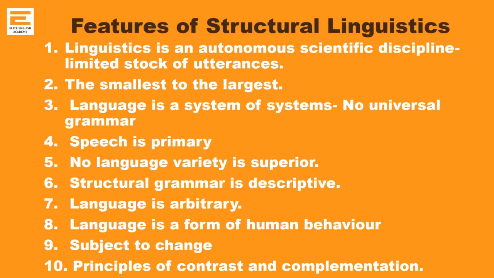Chomsky talks about universal grammar, which means every child that is born in this world has its own grammatical device in the mind, so it is an autonomous, automatic process to learn the language. Whereas structural linguists reject this idea. It says every language has its own unique structure, so there is no universal grammar.